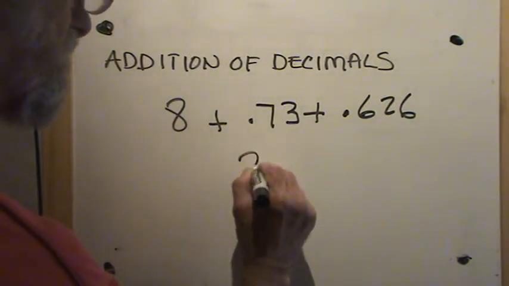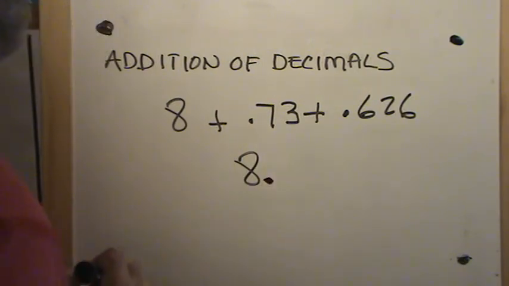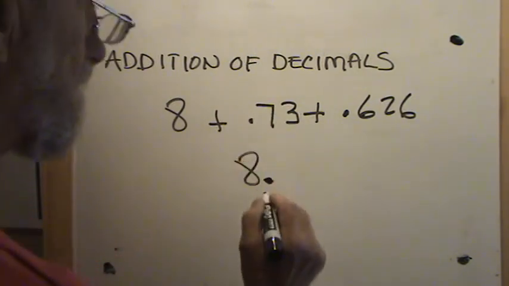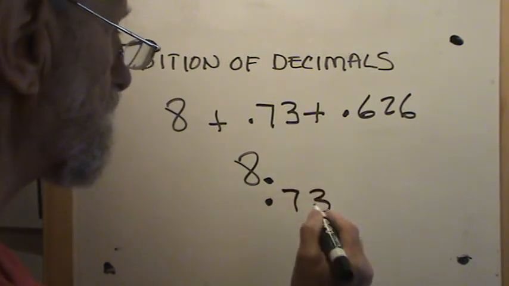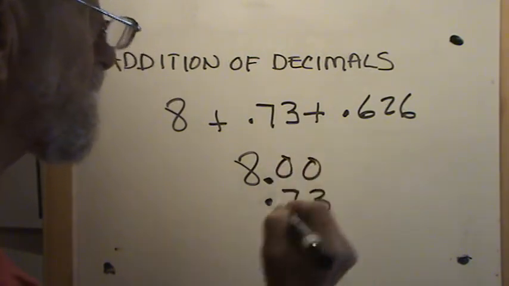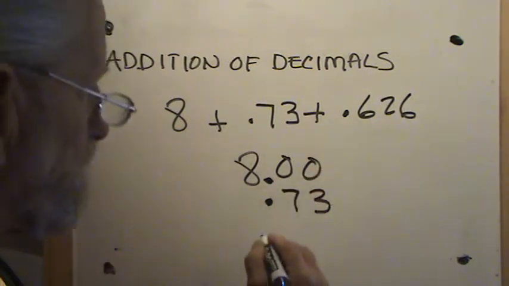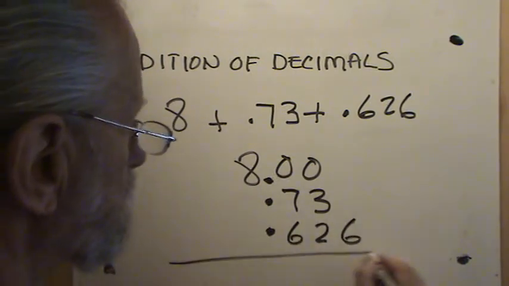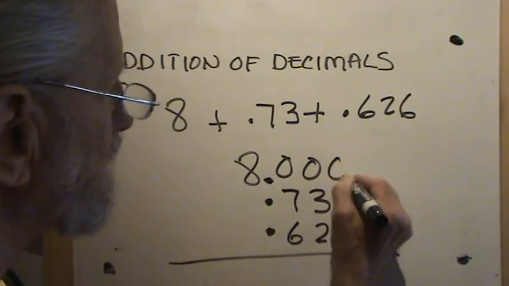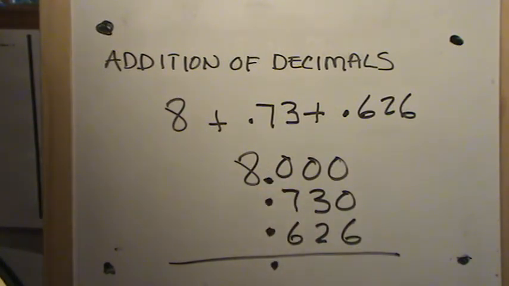So let's see what we have to do. We have the whole number 8, and I know I have to put a decimal place here. Now I have 73 hundredths, so that goes here, and I'm going to put myself some placeholders there, and I have 626 thousandths. So I'm going to put myself placeholders here, and I know my decimal point goes here, and now I add.